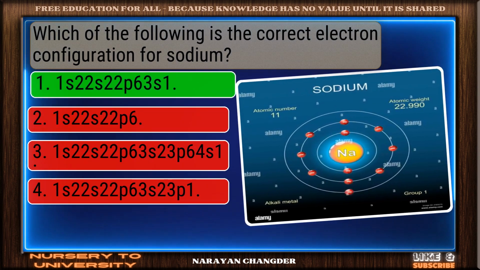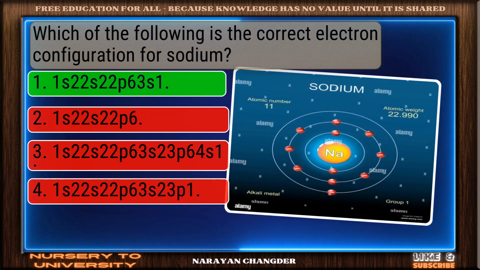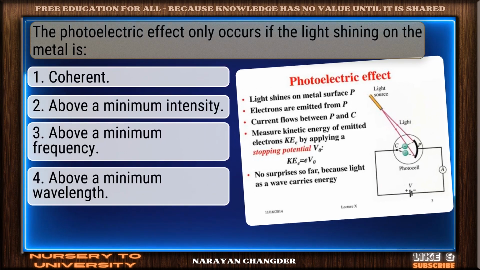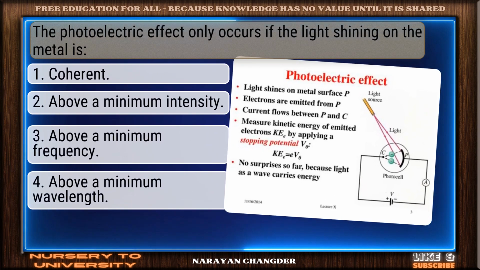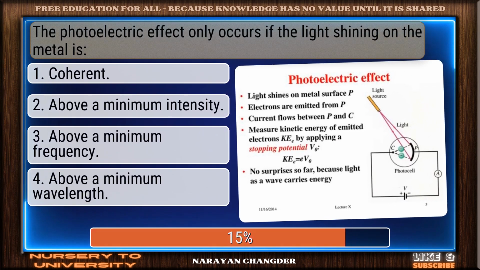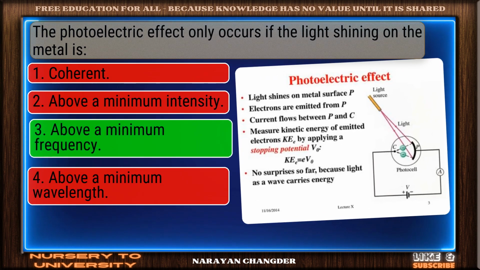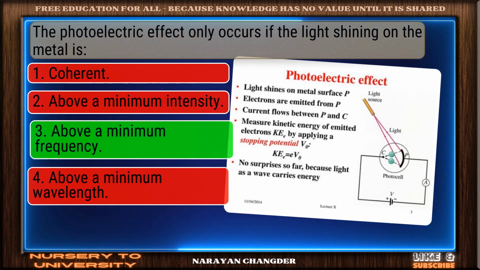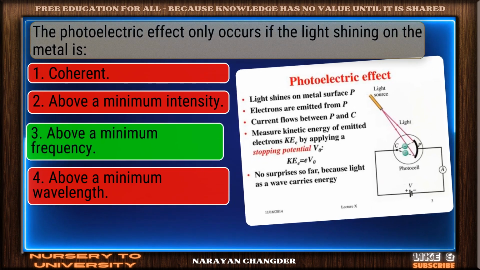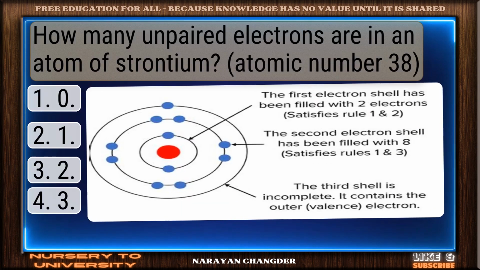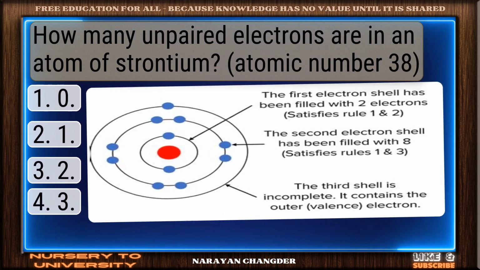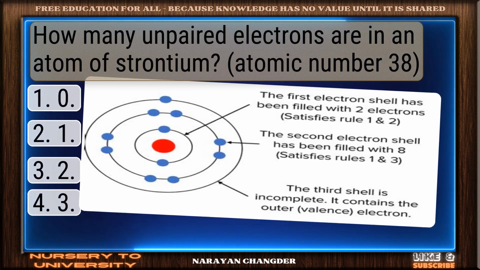You chose 1s²2s²2p⁶3s¹ and it is correct. The photoelectric effect only occurs if the light shining on the metal is exactly above a minimum frequency. Makes sense, and it is the right choice. How many unpaired electrons are in an atom of strontium?